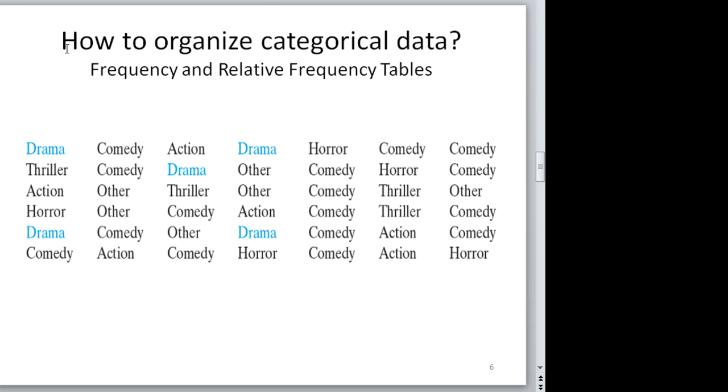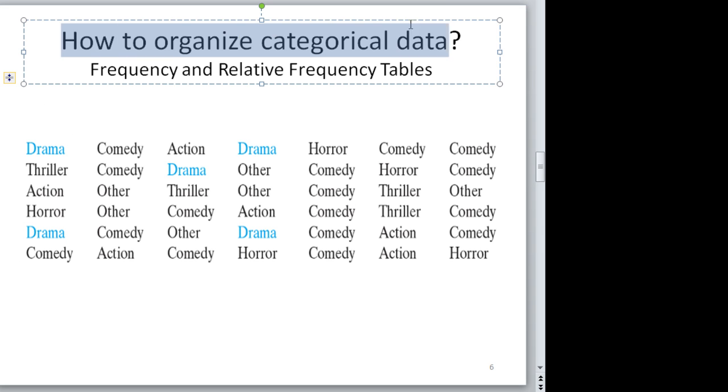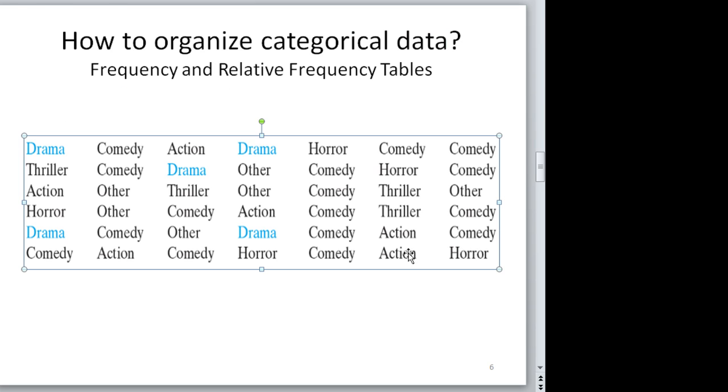So this is about how to organize categorical data. What's categorical data? Usually non-number form, right? We had two exceptional cases with the zip code and all that, but usually it's a non-number form, and we're going to build a table from this data.